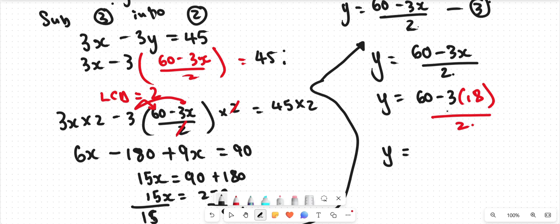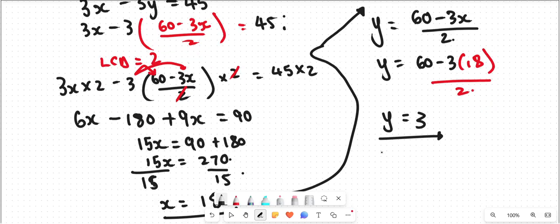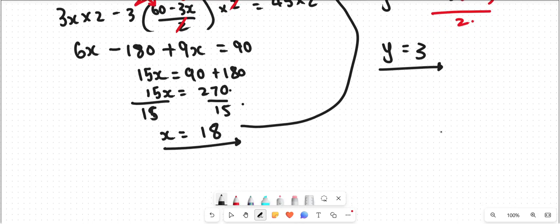So we get 60 minus 54 divided by 2 is 3. So y is equal to 3. And there we go. There's your y value and there's your x value.